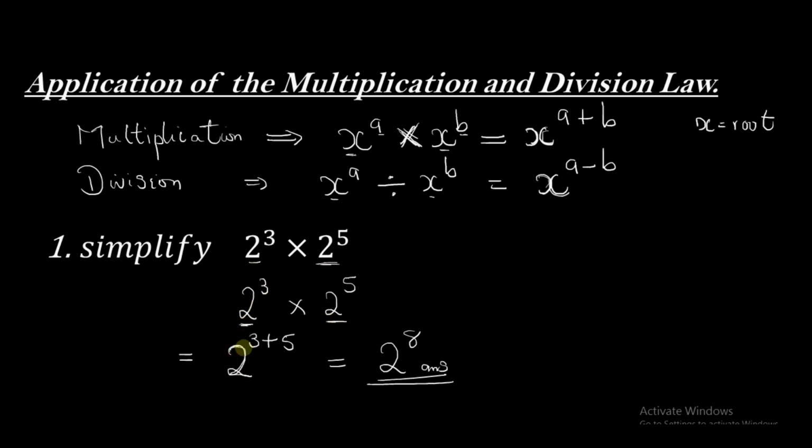So we take one of the 2s that is here, and then we add the powers, 3 plus 5. You have 3 in this index, you have 5 as a power in this index. So when you add these two together, it will give you 8. And that is how we got 2 raised to the power of 8.